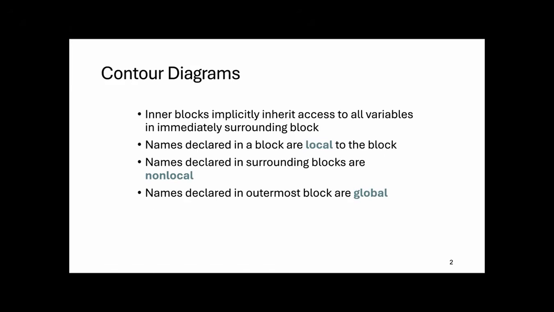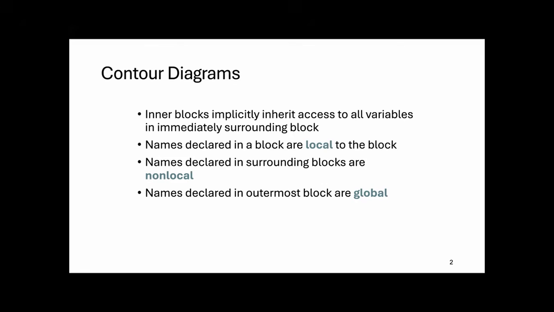So contour diagrams are a way of showing the relationship and how the variables are defined in the different blocks that we have. And basically, in a nutshell, inner blocks in a contour diagram implicitly inherit access to all the variables, and we're going to show that in the diagram as well. So they're going to inherit access to all variables in the immediately surrounding block. And names declared in a block are local to the block, and names declared in surrounding blocks are non-local.